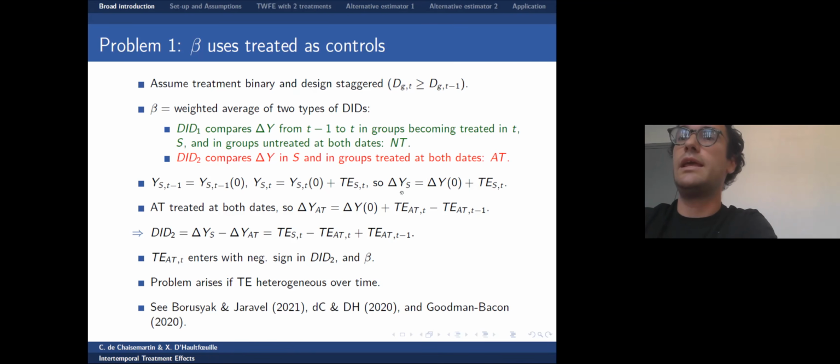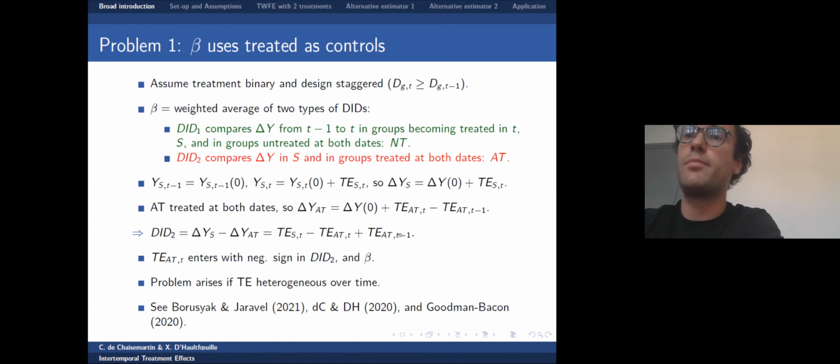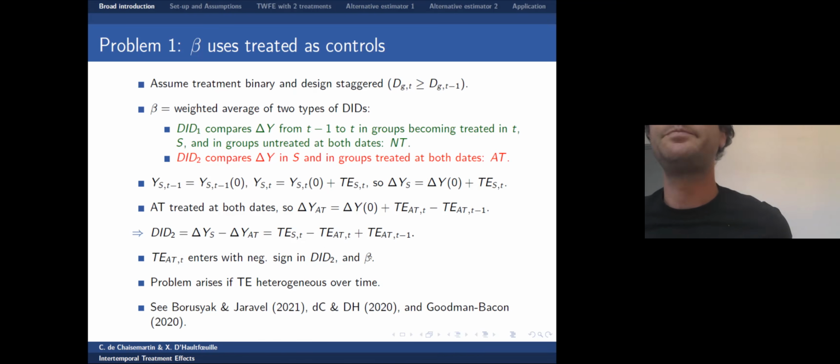Then DID2 is the difference between this quantity here and that one here. Under a parallel trends assumption, those evolutions of the untreated potential outcome are the same, so they cancel out. And you are left with this equality here, a weighted sum of 3 treatment effects with weights summing to 1, but with 1 negative weight. And so you see that the treatment effect of the always treated at period t is going to enter with a negative sign in DID2, and accordingly, it's also going to enter with a negative weight in beta.